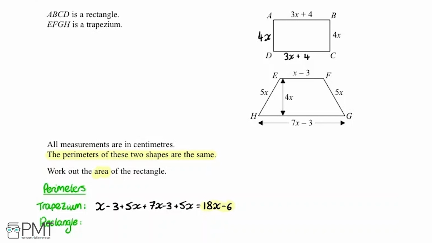So in the same way as before, we're going to add it all up. So we've got 3x plus 4 plus 4x plus 3x plus 4 plus 4x. And again, like we did last time, we're going to collect like terms. So we've got 3x plus 4x plus 3x plus 4x. So that gives us 14x. And now the constants, we've got 4 plus 4, so it's going to be plus 8.